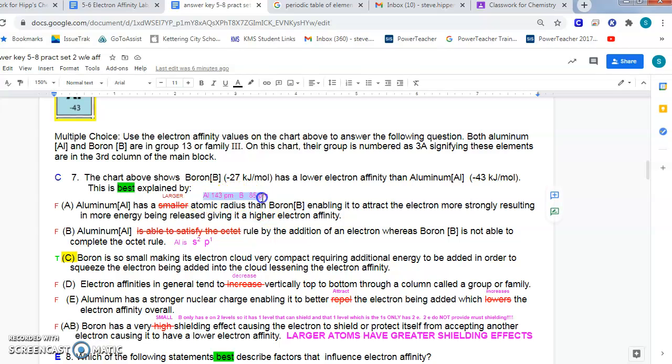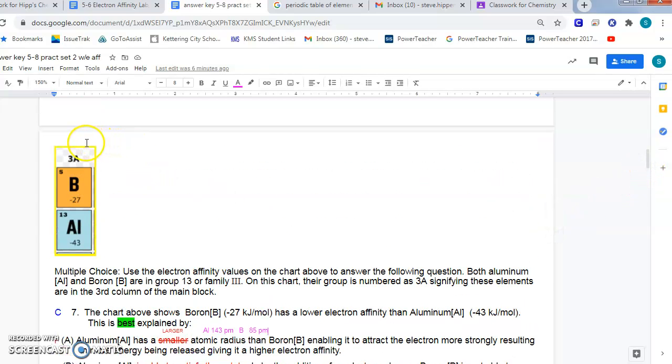You don't need to know these numbers, but aluminum is 143 picometers, boron's 85 picometers. Boron's smaller. It should be better at attracting and holding it. It should give more energy off as it gets the electron, but it doesn't. Letter A doesn't explain it. Letter B, aluminum is able to satisfy the octet rule, whereas boron is not. Wait a minute. They're both, as we just mentioned, s2p1s. They both have 3 valence electrons. Getting an electron would give them 4. They would need 8.